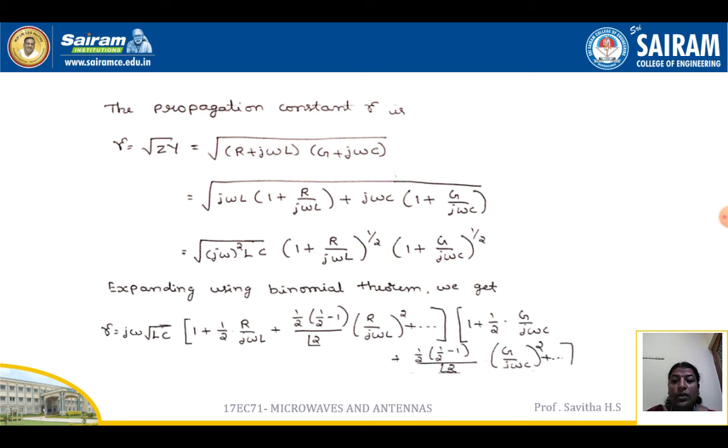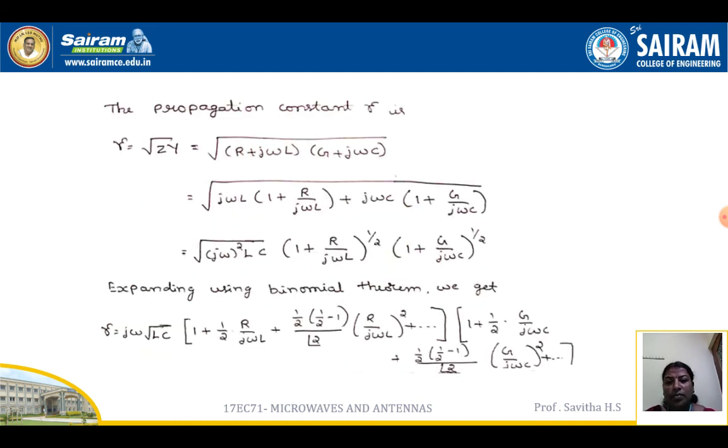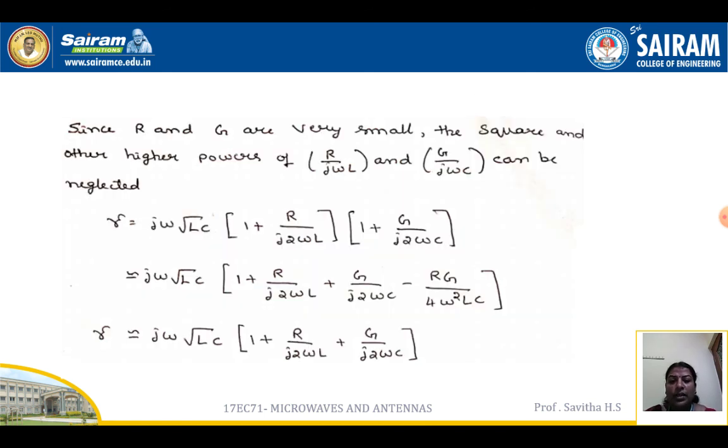So gamma is equal to, here the first term j omega we will take outside the square root, it is j omega square root of LC. Since r and g are very small, the square and the higher order powers of r by j omega l and g by j omega c can be neglected. So you can see in the equation that higher order powers are neglected. The remaining terms will be 1 plus r by 2 j omega l and 1 plus g by 2 j omega c. So j omega root LC is multiplied with both the terms, that is 1 plus r by 2 j omega l plus g by 2 j omega c minus rg by 4 omega square LC.